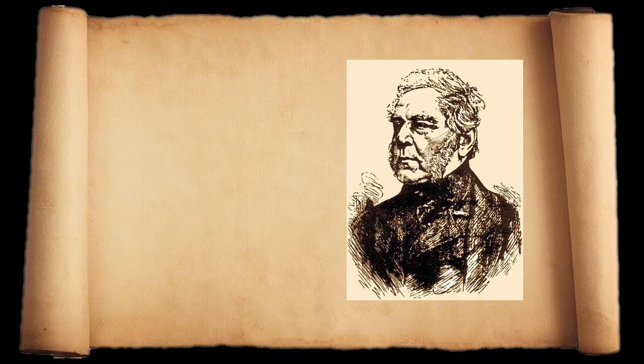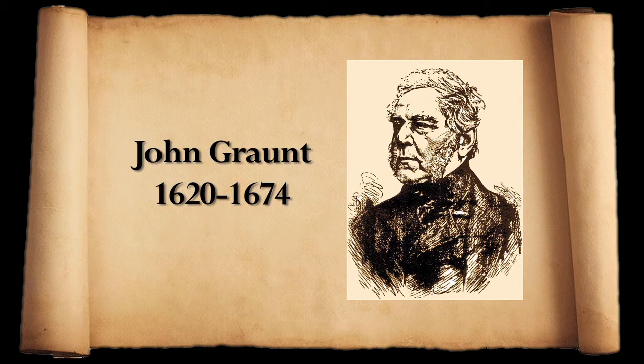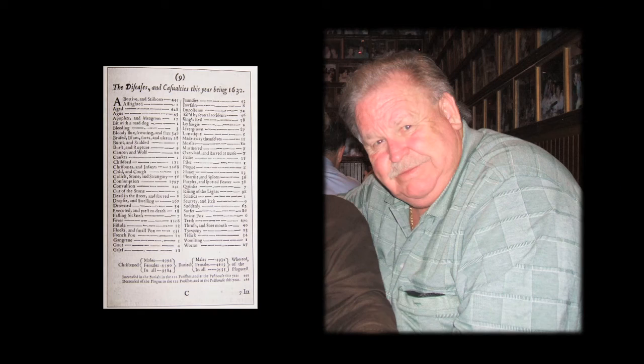Graunt lost his house and possessions in a fire and ended up in bankruptcy. In 1674, he died of jaundice and liver disease at age 53. It is not known how his death would have been reported in the bills of mortality that he studied for so long. Under the bills of mortality, Kim's dad's cause of death would probably have been listed as aged.